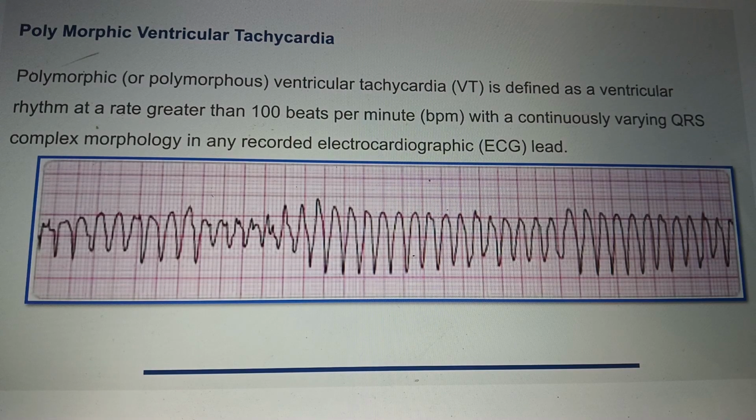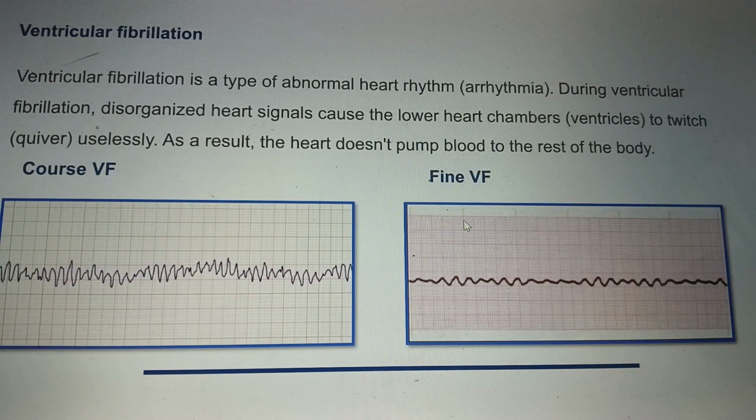Next is polymorphic ventricular tachycardia. That means a different morphology is there. If you see here, the morphology of the QRS is the same up to here. Again it has gone to another morphology. Again here it is different. Okay, that is called polymorphic ventricular tachycardia. Here there is no P wave, but the QRS morphology in some places is multiple, right? So that's called polymorphic ventricular tachycardia.